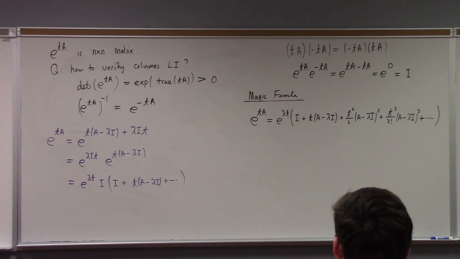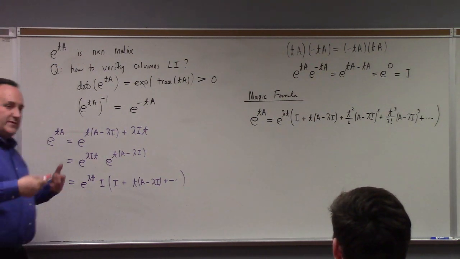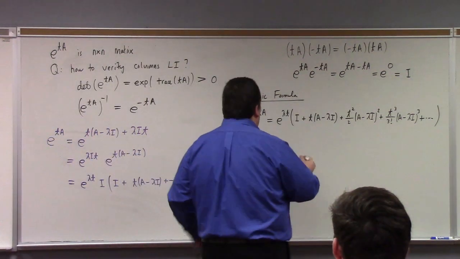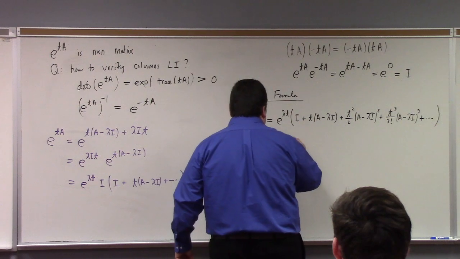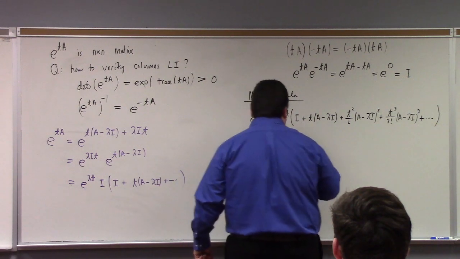Do you guys remember eigenvectors? I know you studied them in 221, but it's been a minute, right? You guys define for me an eigenvector with eigenvalue lambda for A. What's it do? Au equals to what? Lambda u.